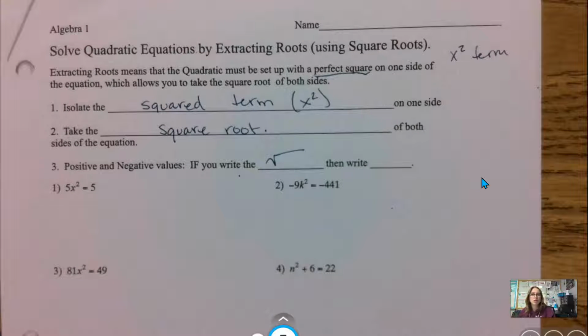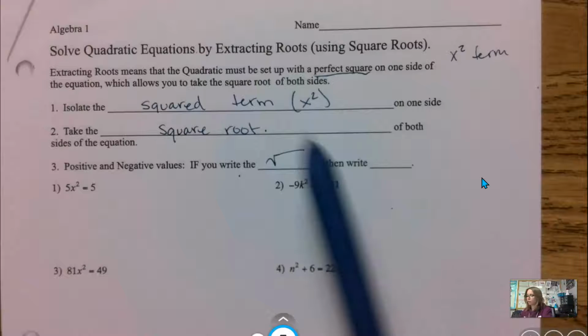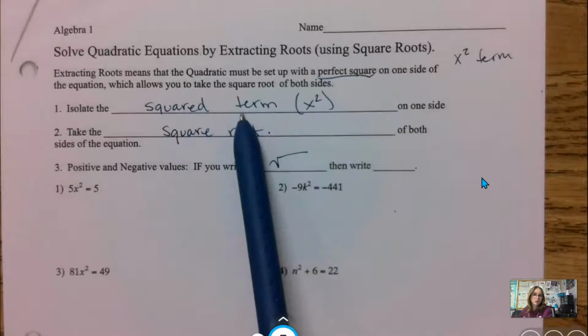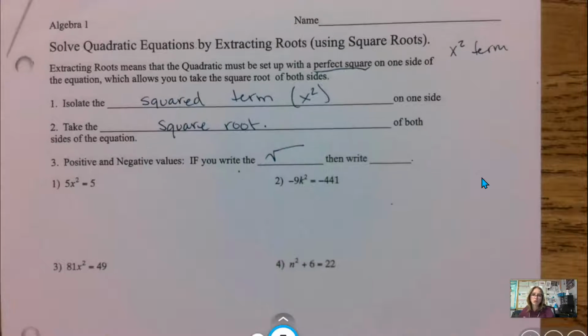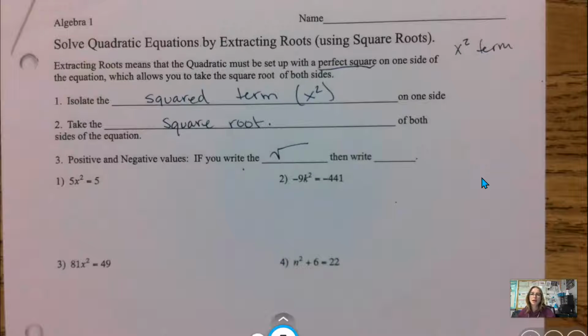Alright, so today we are going to be working with some square roots. So we're going to solve quadratic equations by using square roots. What we're going to do is first isolate the squared term, so x squared, onto one side. And then we'll take the square root of both sides.